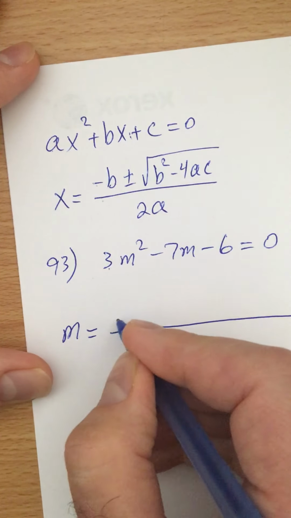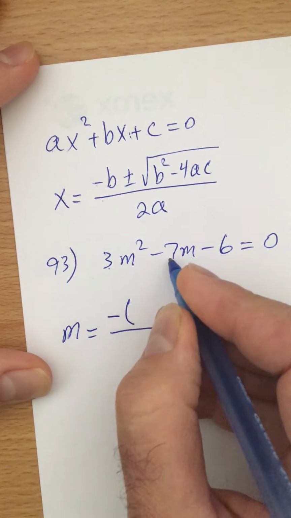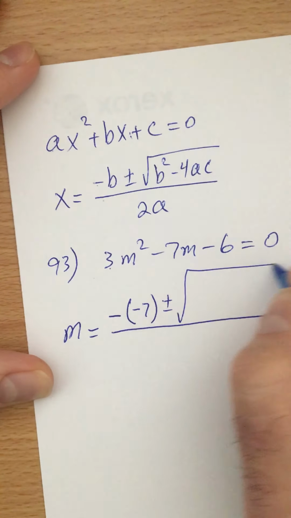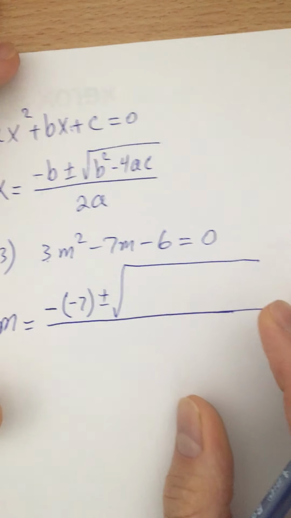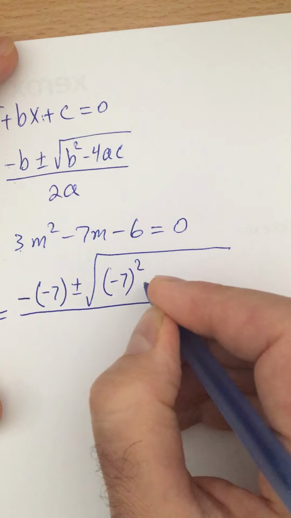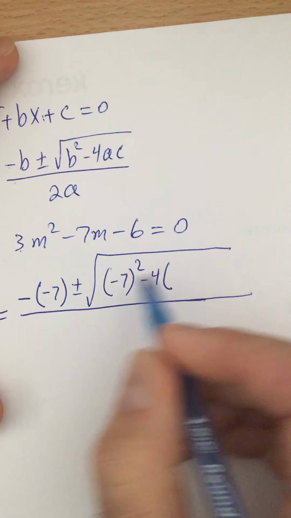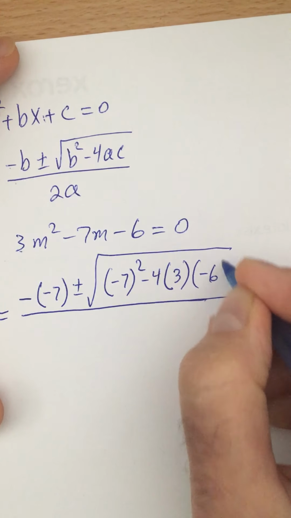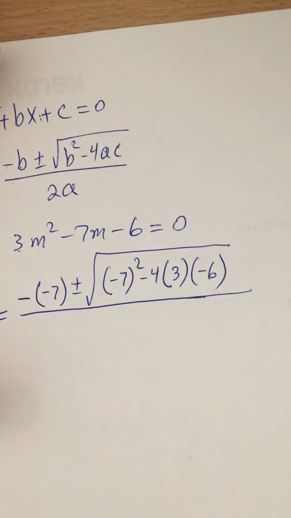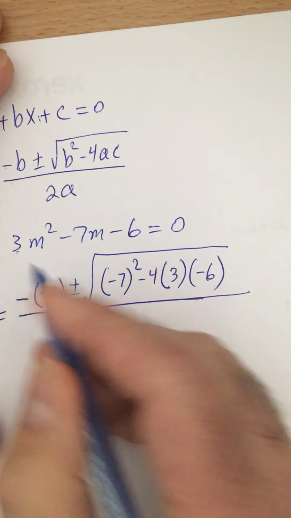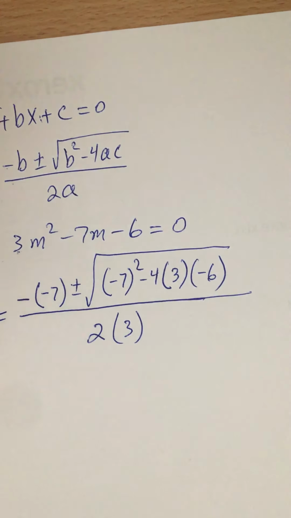So you have negative B, so negative times B, but B itself is negative, plus or minus the square root of B squared, so that's negative 7 squared, minus 4 times A, what's my A? 3, times C, which is negative 6. Make sure your radical sign covers the whole thing, and the fraction line, all over 2 times A. What was my A? 3. So that's the setup. Now we've got to simplify.